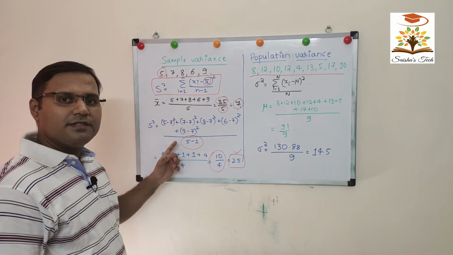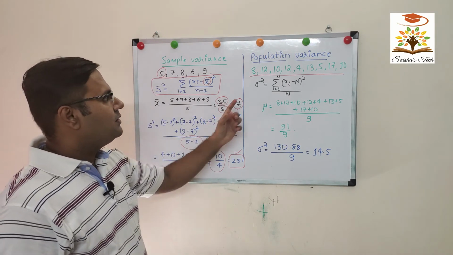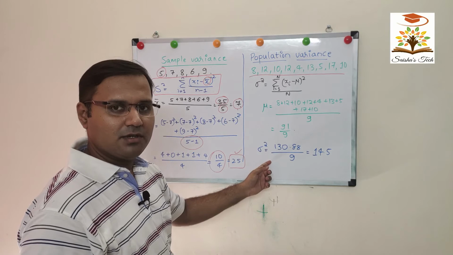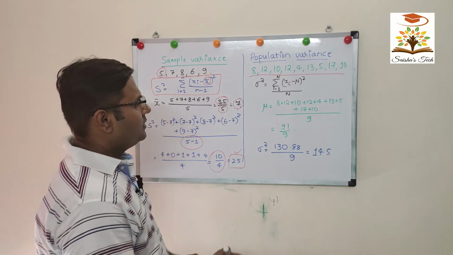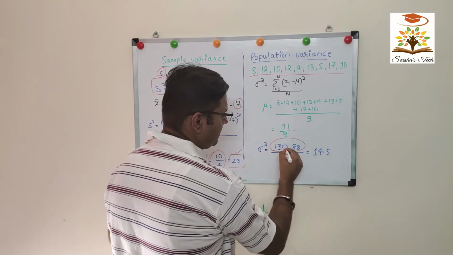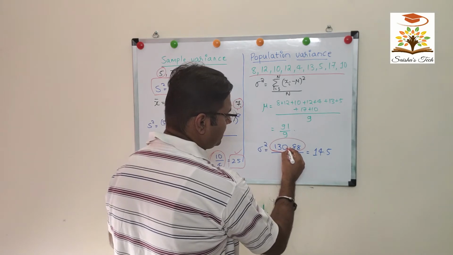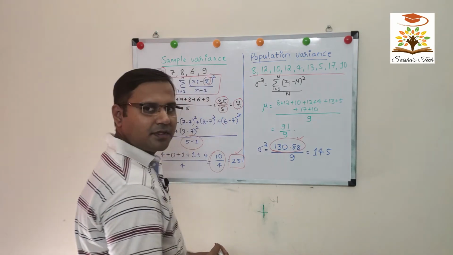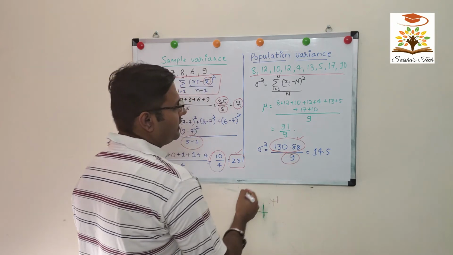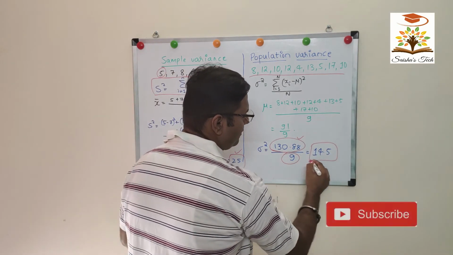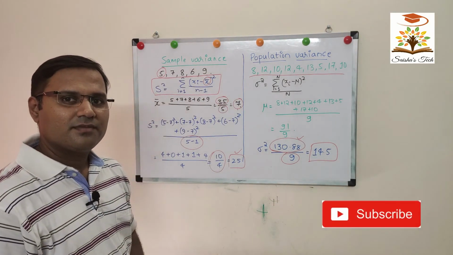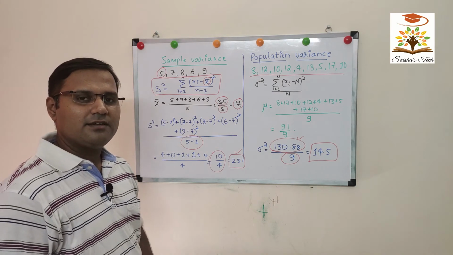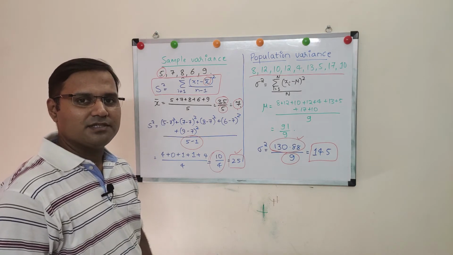In sample, we subtract 1 from the data set. Here we do not subtract any number. So the variance is the summation of all the values of the squared is 130.88. There are totally 9 values in the data set and the variance is 14.5. This is how you calculate variance of sample and population.